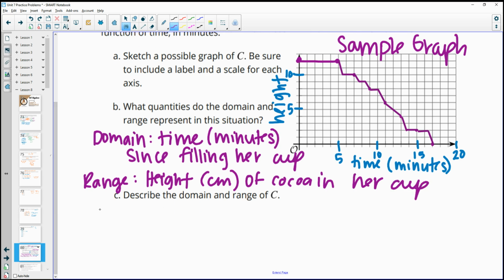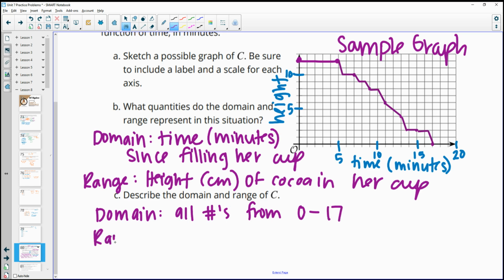So then it says describe the domain and range. So the domain, it took her 17 minutes to empty her cup or to finish drinking. So this is going to be all numbers from 0 to 17. And then the range is going to be all height values, or all numbers from 0 to 12, which was what she filled her cup at to start. So she went 12 all the way down to 0, but when we write it, we like to write the lowest number first. So we'll say the range is numbers from 0 to 12.